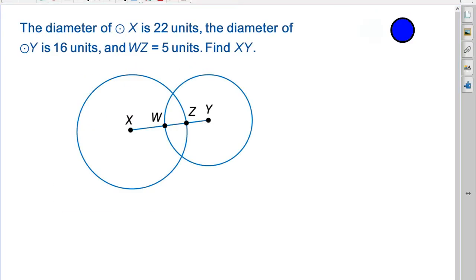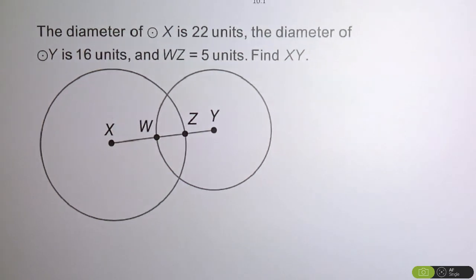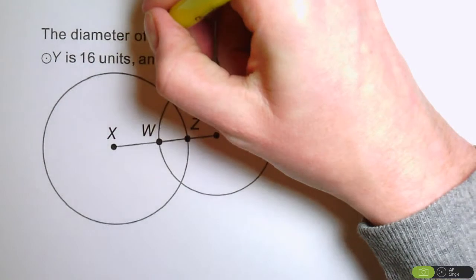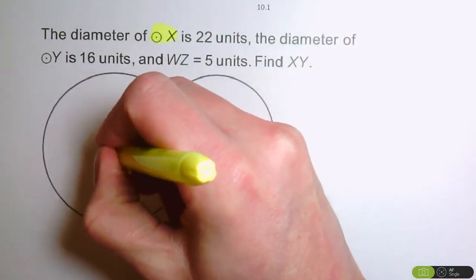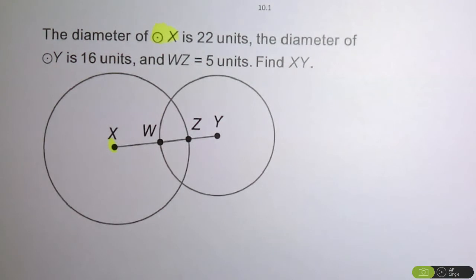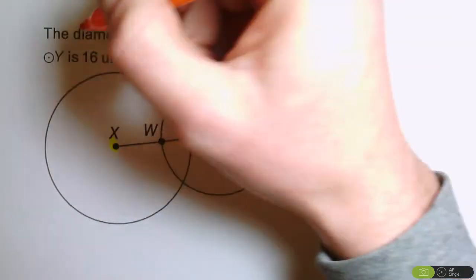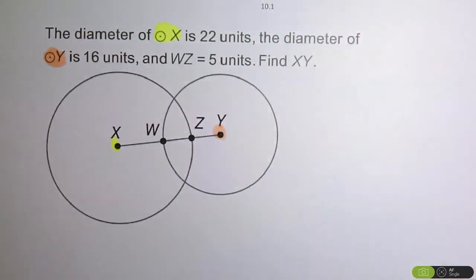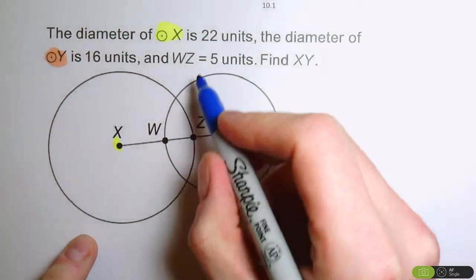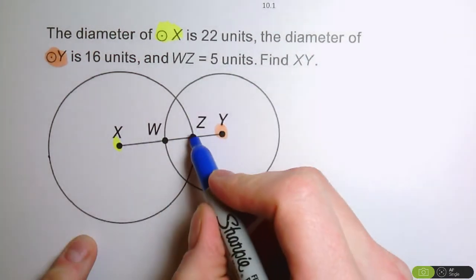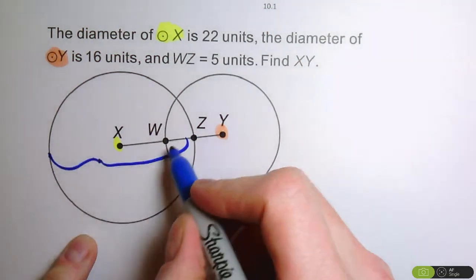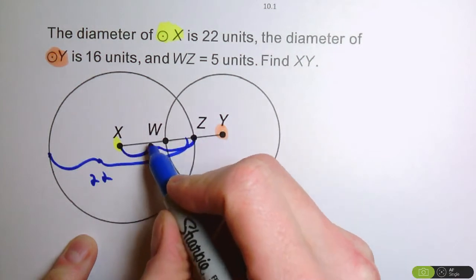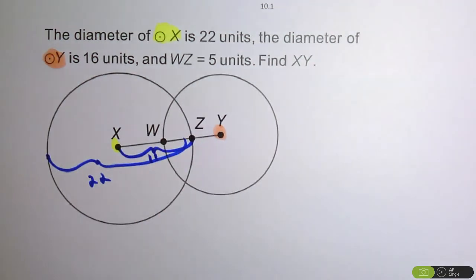Okay, so let's take a look at the drawing here. The diameter is 22 units for circle X, and I don't think I've said this yet, this is my fault: you name a circle by its center. So circle X has center X. Circle Y has center Y. Here's the deal. We know that circle X has a diameter of 22. So if I went from here to here, this whole length is 22, which means this radius is 11. So the radius for circle X is 11.